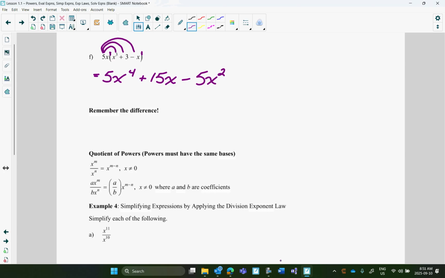Remember the difference between things like this. Students will often get these two confused: x plus x and x times x. What is x plus x? I've got an x. Think of an x like it's a square or something. I've got another x. 2x. But x times x is when I use the exponent law: x squared. So remember the difference between those two. When you add, exponents don't change. When you multiply, the exponents will change.